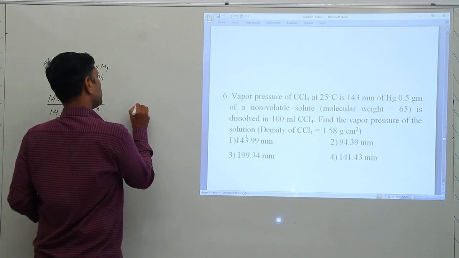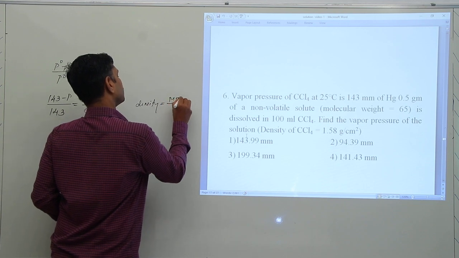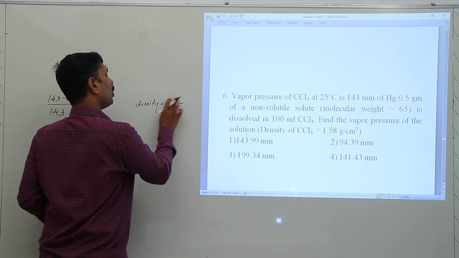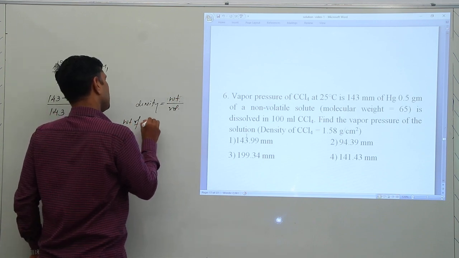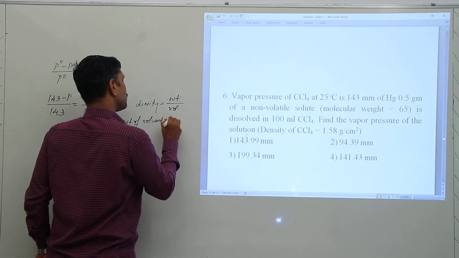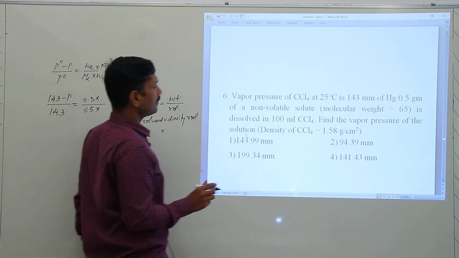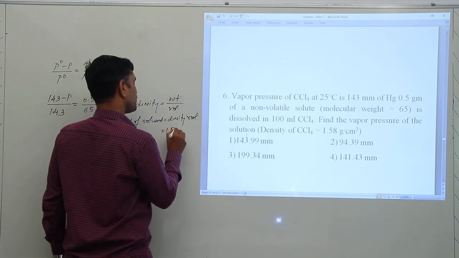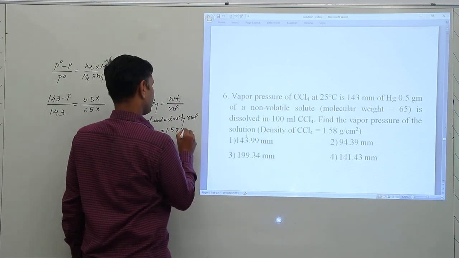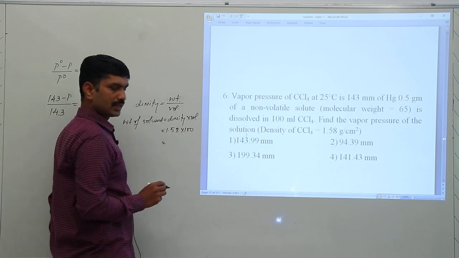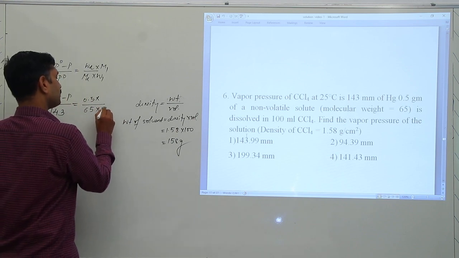So for the weight of the solvent, we know the density is given. Density is equal to mass by volume, or weight by volume. So the weight of the solvent is equal to density into volume. What's the density given here? Density is 1.58. Volume is 100 ml. So the answer is 158. Get it? 158 gram. This is the weight of the solvent.